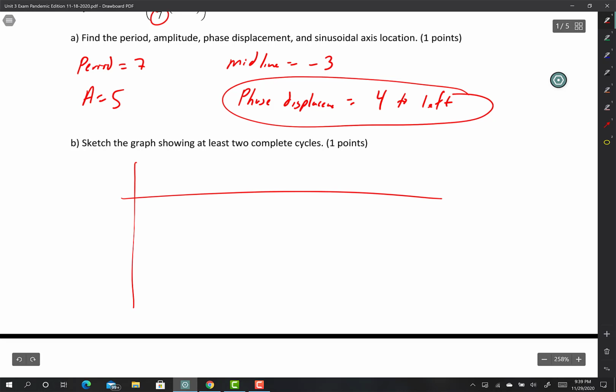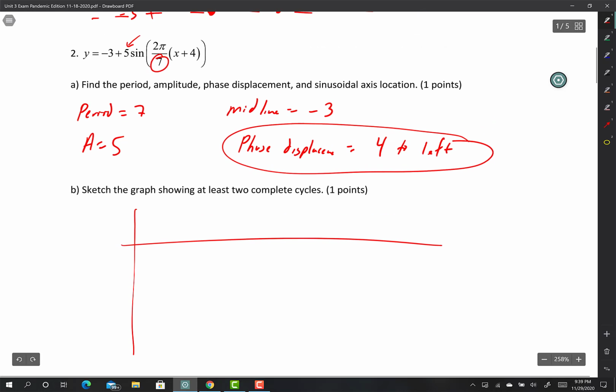So here we go. There's my x-axis. Let's see. The midline's at -3. I'm going to call -3 right here. That's a bad job there. So let me make it better, guys.